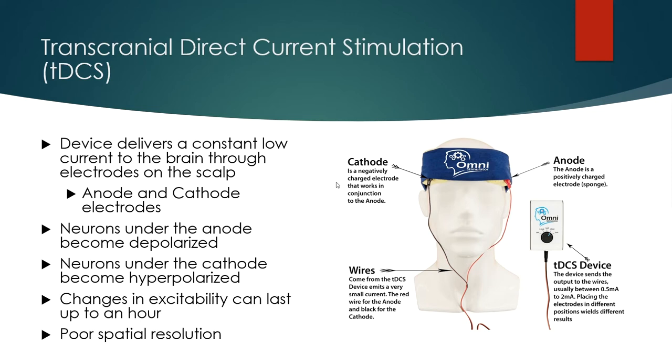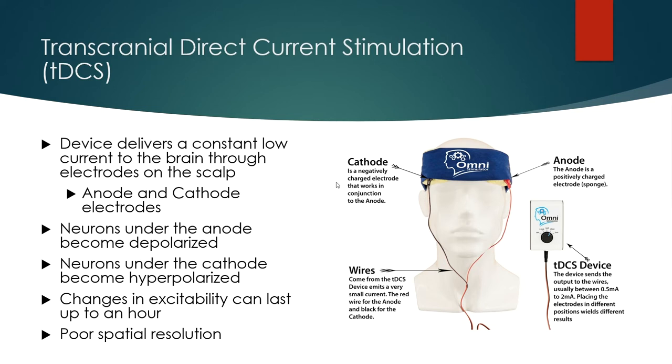So this is something that I probably wouldn't want as a subject, is that these changes can last up to an hour after you've actually run all the current through them. And so it's something that's sustained. So when you're doing these types of things, you're probably not studying transient activity. You're studying activity that needs to be sustained for long periods of time. And it's got really poor spatial resolution, so it's really hard to target exactly what you want to target. This is something that was used kind of early on. I don't think it's used nearly as frequently.